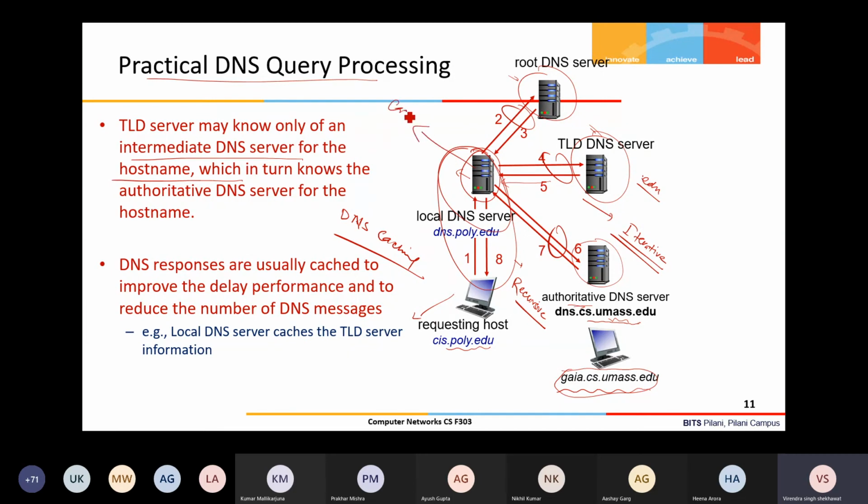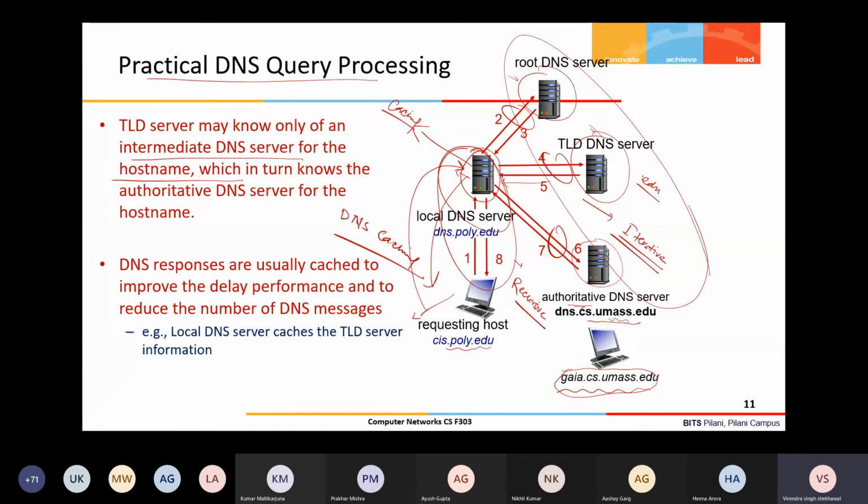So here the caching can be done. The way a web proxy is used for reducing the outgoing traffic going from your organization to the outside, similarly the local DNS can do caching. Then the next request from another client, or maybe the same client, can be satisfied from here itself. So the entire load on the DNS system is reduced.